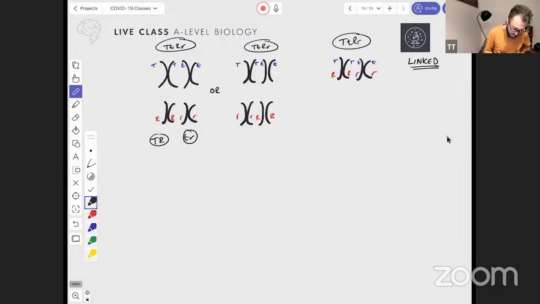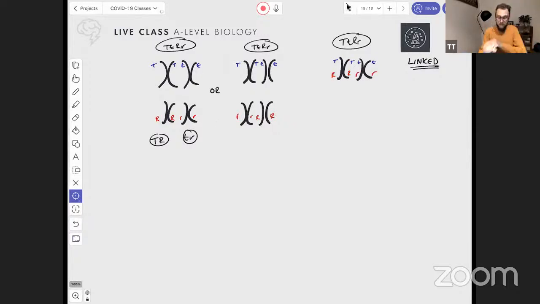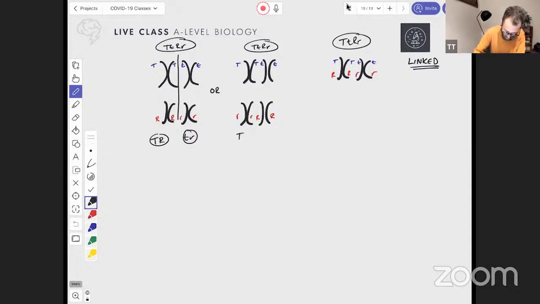But it's random independent assortment as to which of the homologous pairs end up on either side. So you could have the T's lined up the same way here, but I've just flipped over and said that the other chromosome lines up the other way around. That's also totally possible and equally likely, equiprobable. The first meiotic division is going to divide down here, and these are going to go this way. This would result in big T, little r, and little t, big R.